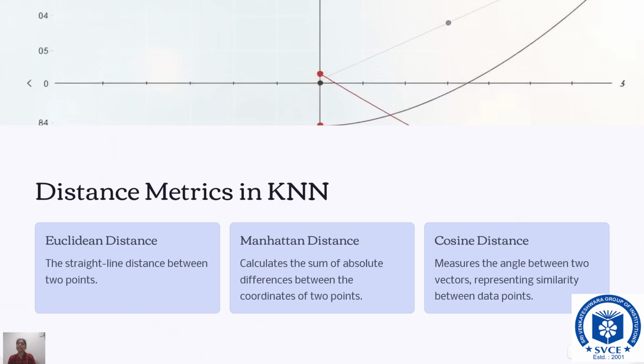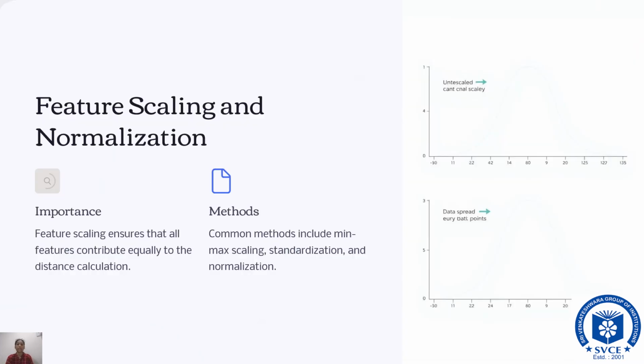Or we can calculate the distance based on Manhattan distance. That is, we calculate the sum of absolute differences between the coordinates of two points. Next one is cosine distance. That is, we measure the angle between two vectors representing the data points. These are all the distance metrics which are present in KNN.